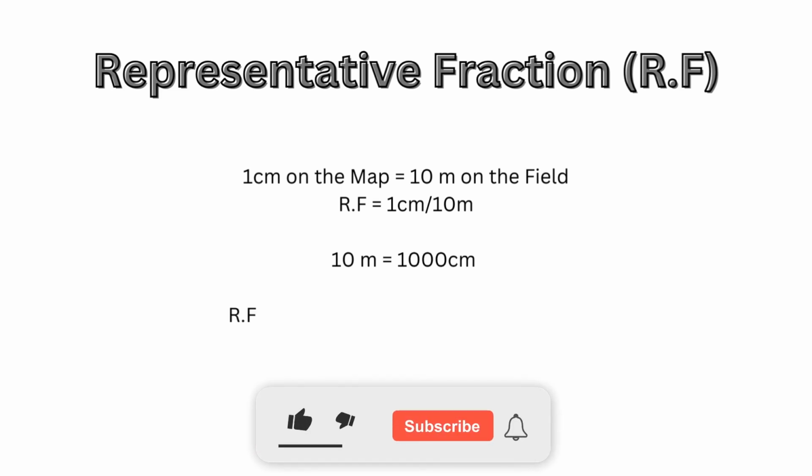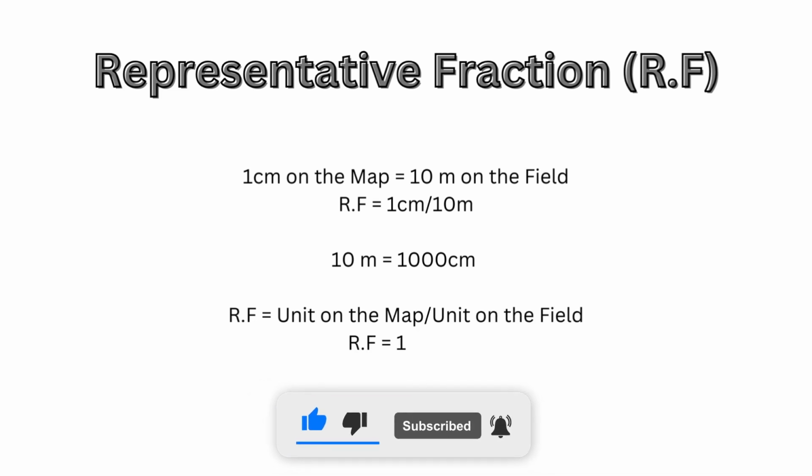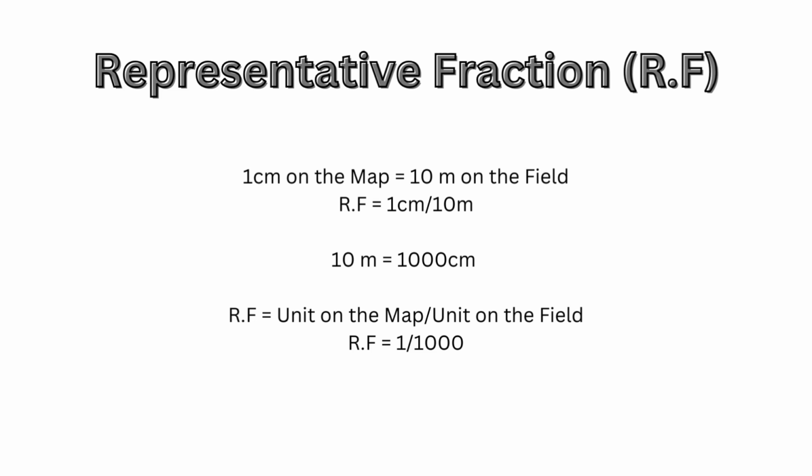When simplifying, we convert both the numerator and the denominator to the same unit. Therefore, 10 meters becomes 1,000 centimeters. So, RF equals unit on the map divided by unit on the field. That gives 1 by 1,000. Therefore our scale is 1:1,000.